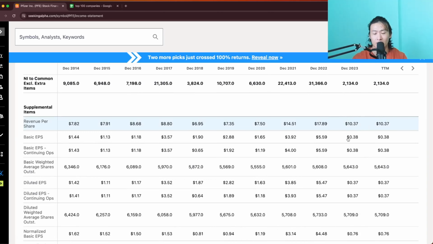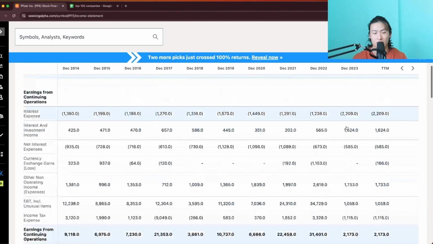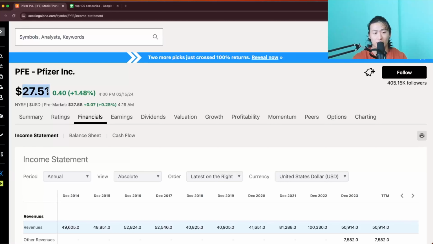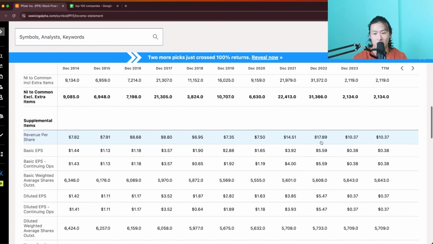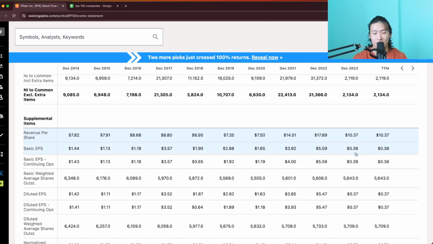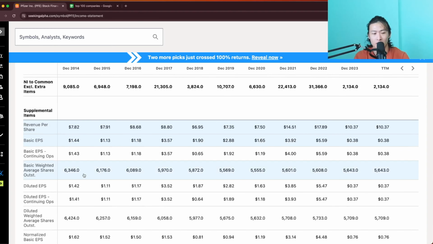Revenue per share is now at $10.37, which is pretty decent comparing it to its share price of $27.51. Its earnings per share, however, is only at 38 cents, which is way lower than what it was in 2014 and 2015. Outstanding shares have been decreasing. In 2014, it was $6.3 billion, and right now it is at $5.6 billion. I think it is nice to see most of the share count being decreased from the years 2014 to 2018, and from 2019 onwards, it is pretty much stagnant, and it even increased a bit from year 2020 to 2023.